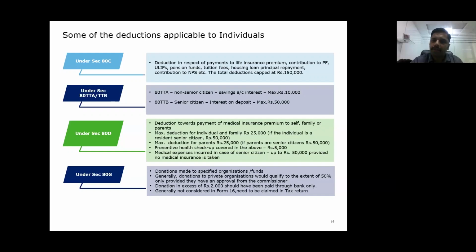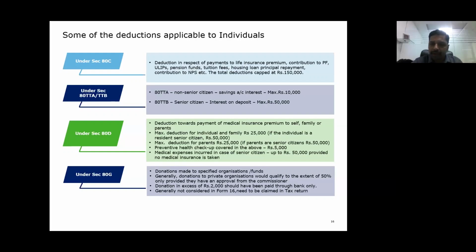All kinds of deposits are covered, and the maximum deduction allowed is rupees 50,000. So then comes 80D. 80D is also an important section because though it is relating to medical insurance, certain other expenses are also covered here. And let us see what those expenses are.